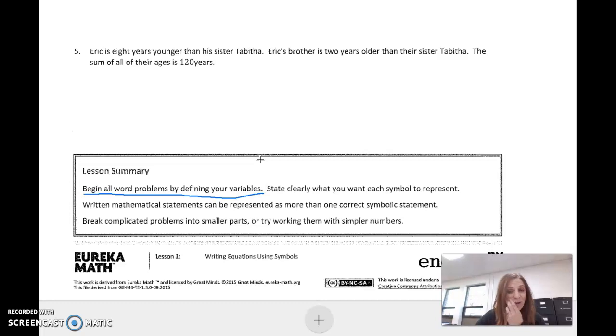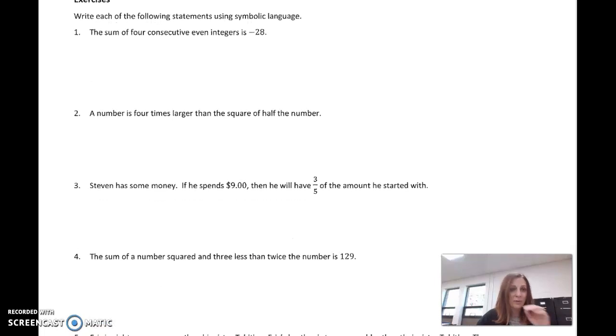There's a lot of times it can be written a little bit different. Written mathematical statements can be represented by more than one correct symbolic statement. Right here, though: break complicated problems into smaller parts or try working them with simpler numbers. A lot of times you're going to see me go to the end and then try to come back to figure out the problem. So again, just some more examples.